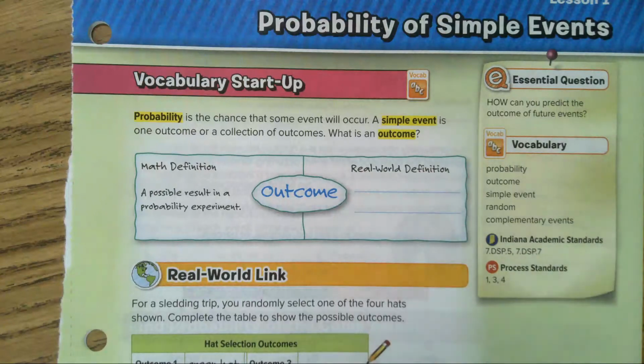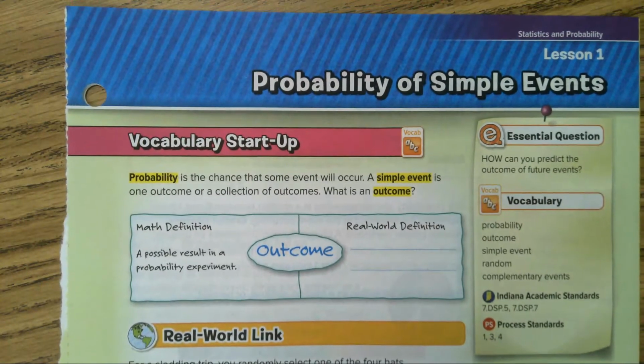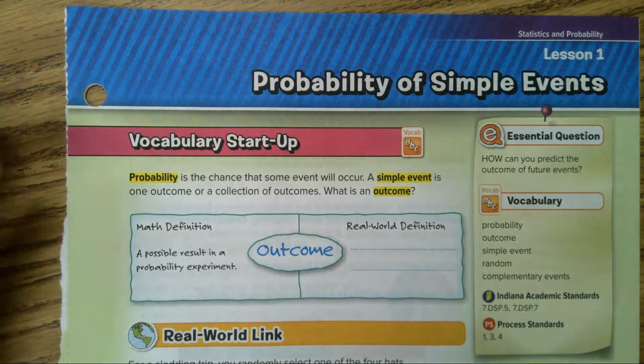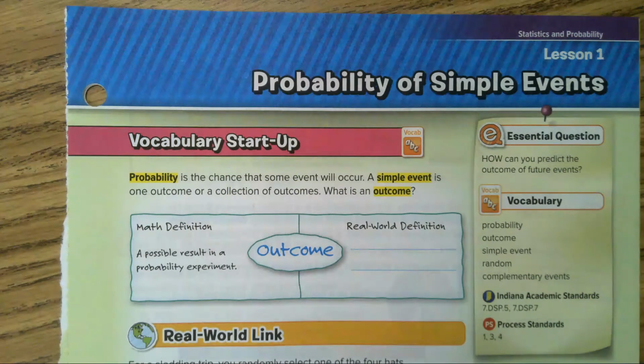Okay, so in Math 7 today, we will be doing Lesson 1 from Chapter 9. And the title is Probability of Simple Events. And we're going to start with the vocabulary. It says, probability is the chance that some event will occur. A simple event is one outcome or a collection of outcomes.